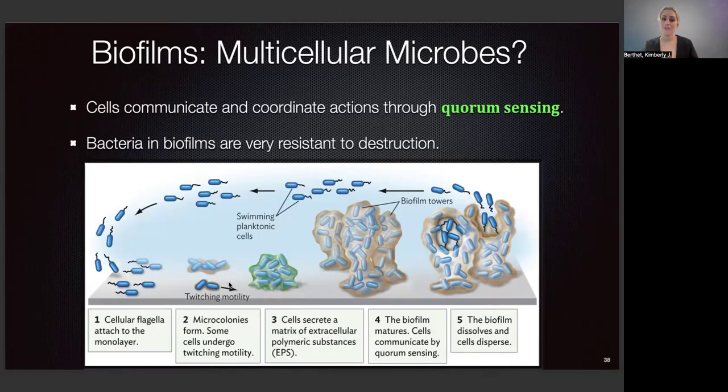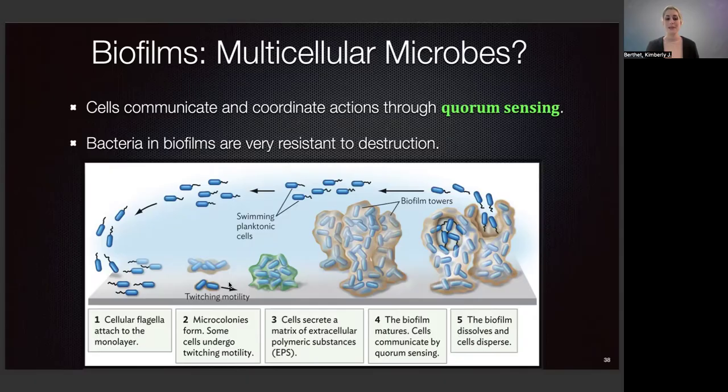Biofilms are produced with the process of quorum sensing, and this is how microorganisms actually communicate with one another. So they're actually talking to one another. Now that we've felt the bacteria on our teeth, we can think about the fact that they're actually talking to one another while they're on our teeth. Let's go over the stages of biofilm production.